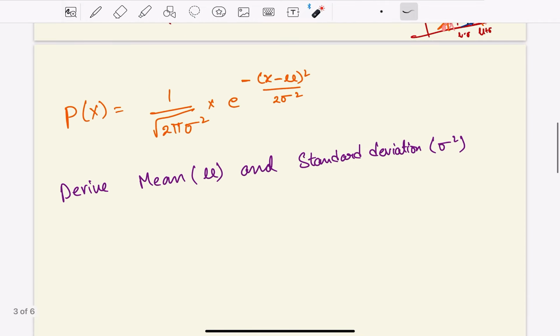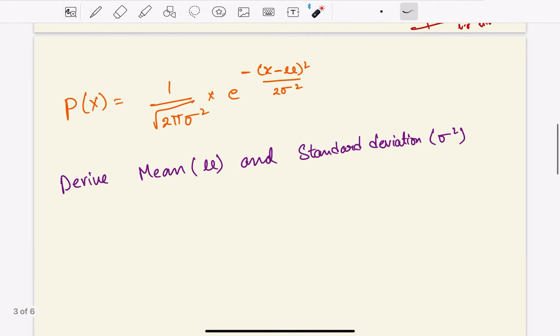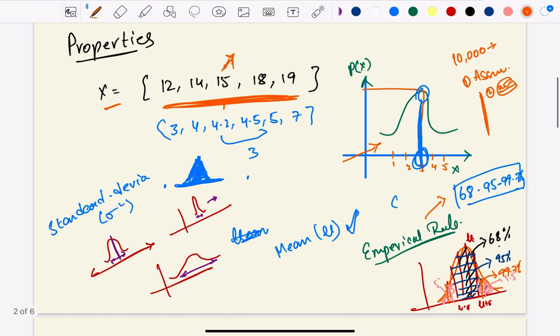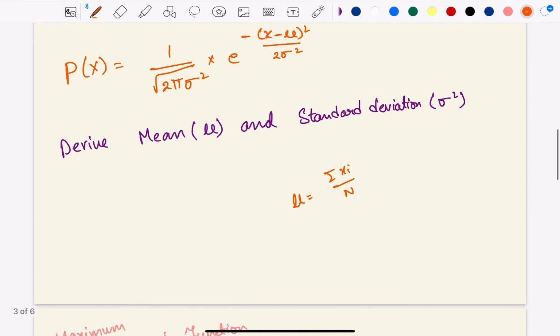Okay, now what is the mean? Mean is obvious, right? Mean is equal to the sum of values divided by the total number of values. For instance, let's say all these values' summation divided by the number of values, 1, 2, 3, 4, 5, gives you the mean.